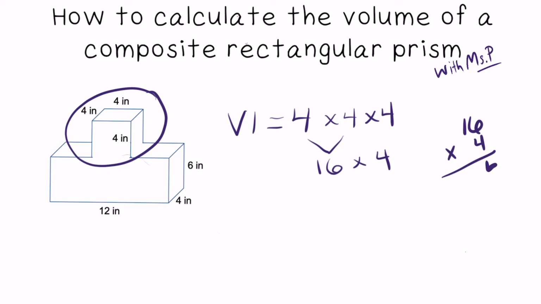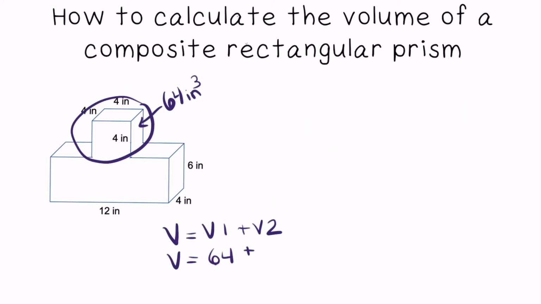4 times 6 is 24. 4 times 1 is 4 plus 2 is 6. 16 times 4 is 64. So the partial volume of the first part of this prism is going to be 64 cubic inches.